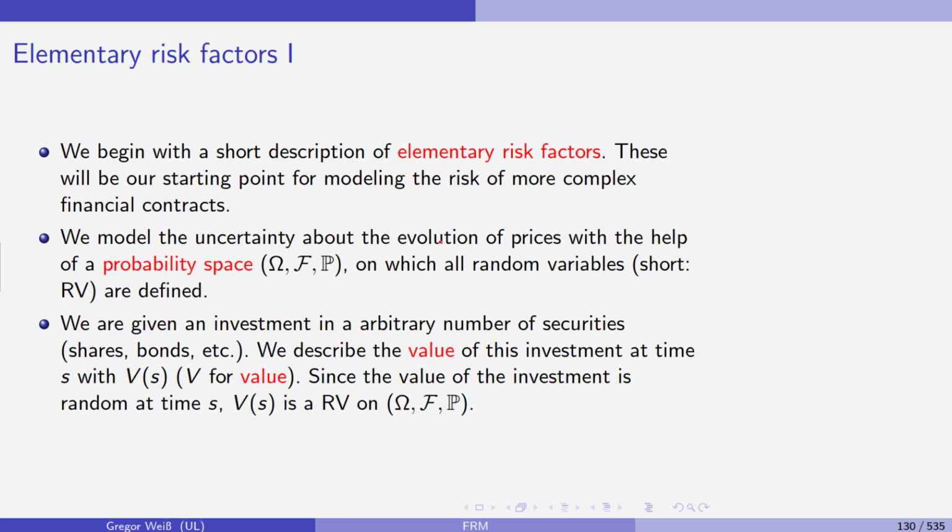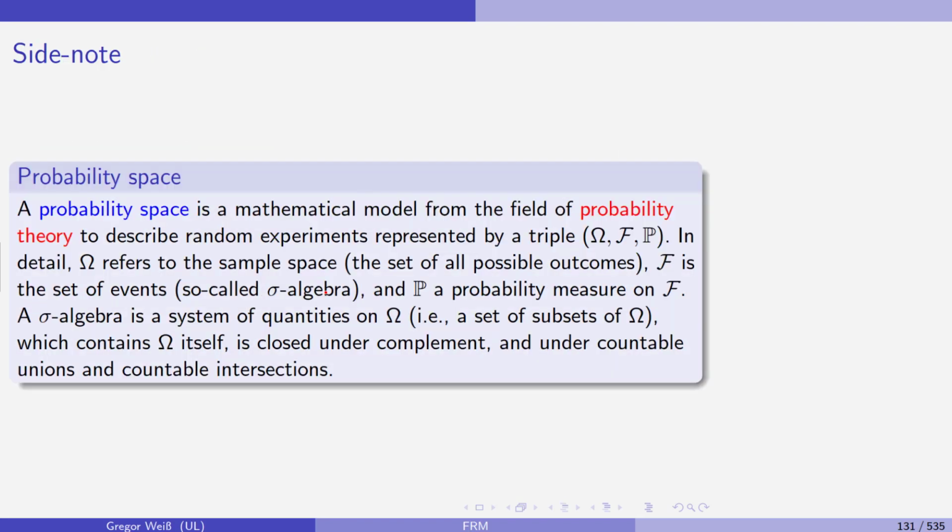So we'll model uncertainty with the help of a so-called probability space, in German Wahrscheinlichkeitsraum, on which we define all our random variables. Now, you don't need to know what a probability space is in detail. It suffices to say, I think I have a definition here, it's simply the mathematical framework to say, well, this is the underlying reality.